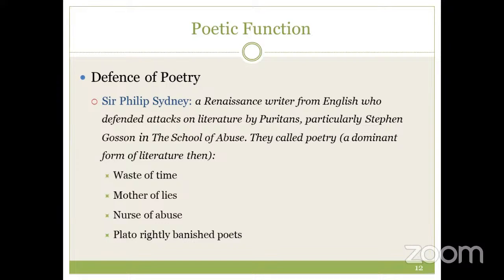They called poetry the dominant form of literature then. Earlier, we know that drama was the dominant form. So by the Middle Ages in England, poetry was dominant. Now, referring to poetry, Stephen Gosson. Okay, I think you can read that name on screen. Stephen Gosson, in his work The School of Abuse, levels 4 different charges against poetry, that is the dominant form of literature.